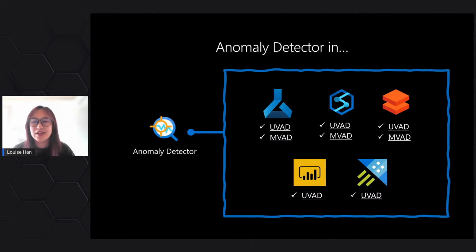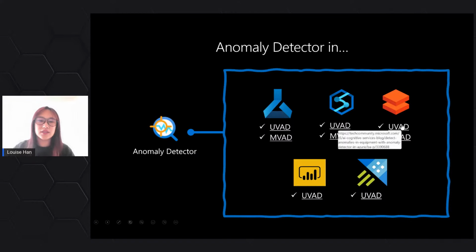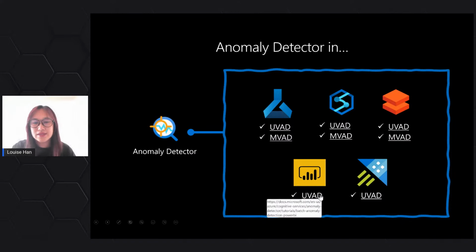Okay, so based on this icon, I think most of you might be really familiar with them. The first one is Azure Machine Learning, the second is Synapse Analytics, the third is Azure Databricks, the fourth is Power BI, and the fifth is Azure Data Explorer. I also listed the current support on these 5 popular ways. In the first three, AML, Synapse, and Databricks, we support both univariate anomaly detection and multivariate anomaly detection, shortened to UVAD and MVAD.